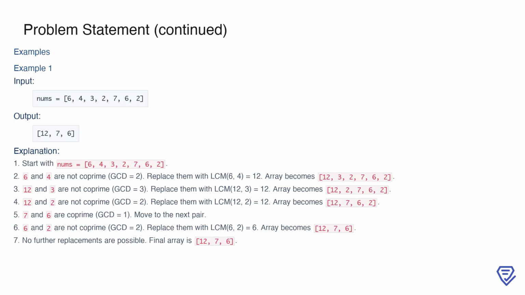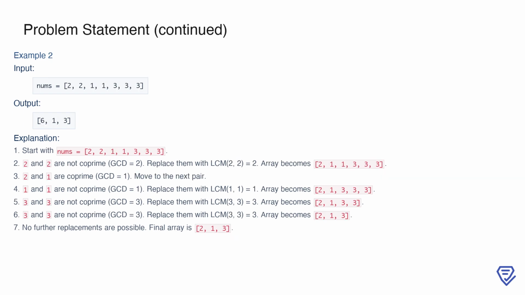Then, 12 and 2 are not coprime, so we replace them with their LCM of 12, resulting in 12, 7, 6, 2. The next pair, 7 and 6, are coprime as their GCD is 1, so no replacement occurs, and we move on. Finally, the pair 6 and 2 are not coprime, so we replace them with their LCM, which is 6. The final array is 12, 7, 6, and no further replacements are possible.